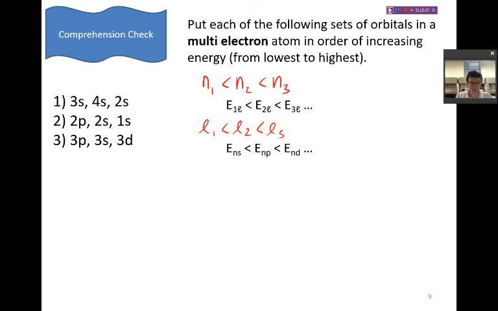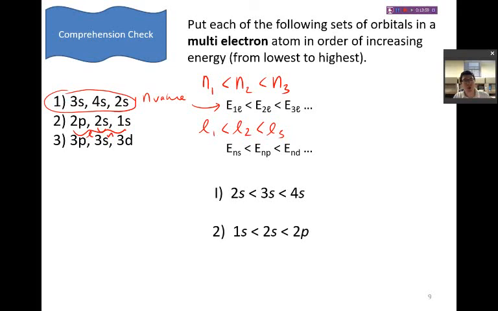Keeping that in mind, we can rank the sets. When looking at set number 1, the only difference is the n value, and so that would follow this first rule. And so we would say that the 2s is lower in energy than the 3s, which is lower than the 4s. For the second set, we're comparing across two different aspects. We have differing n values and then differing L values. And so the 1s is lower than the 2s, but the 2s is lower than the 2p.